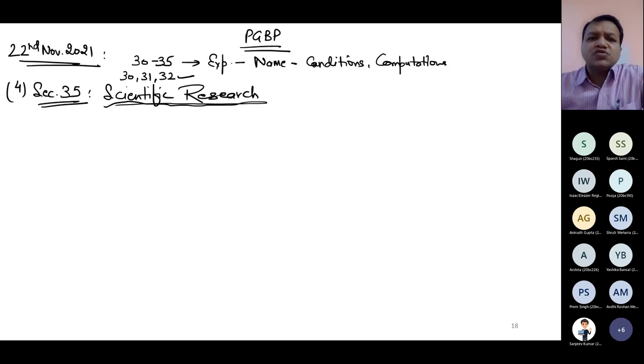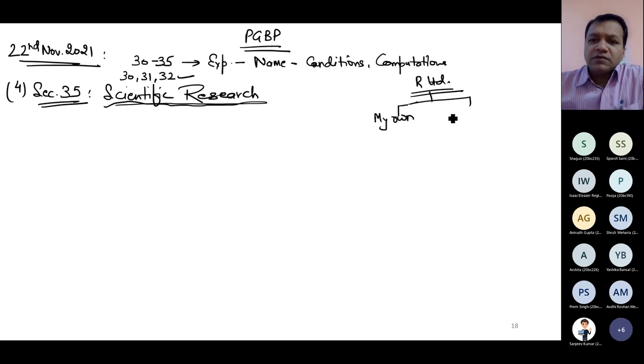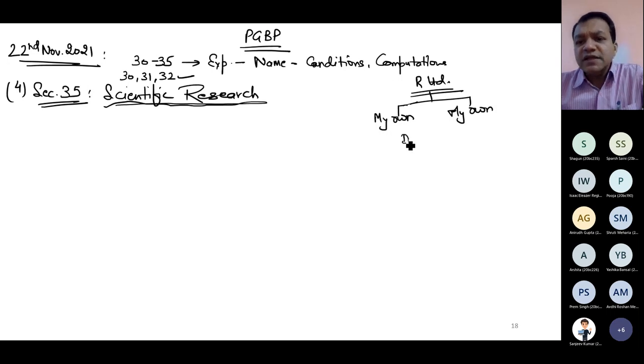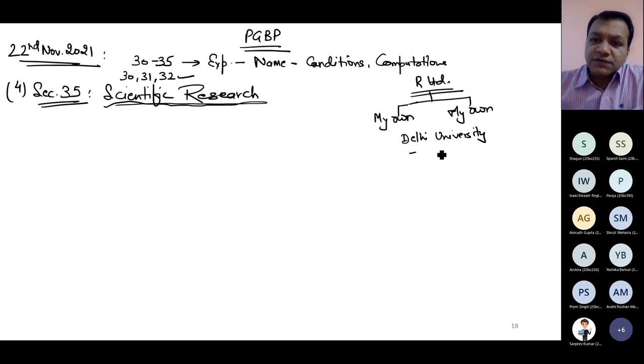Now research takes place at so many places. If I'm a company R Limited, it is possible that research is taking place in my own premises. It is possible that Delhi University is doing some research. In Delhi University, we have a chemistry department. Might be some research is going on in the chemistry department. Commerce department, economics department, might be some research is going on in this area also. So research can go on at any place.